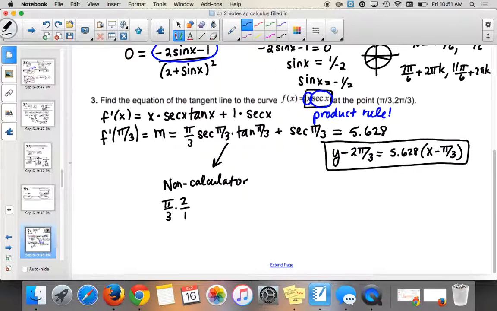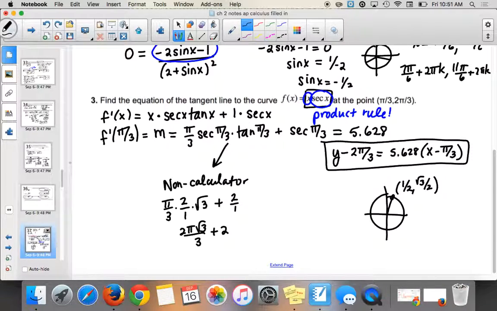But tangent of pi over 3 isn't as nice. So tangent of pi over 3, if we're up at pi over 3, it's 1/2 comma root 3 over 2. So the tangent is going to be what number? Square root of 3, right? Because you're going to do square root of 3 over 2 divided by 1/2, which is square root of 3. And then we have plus secant of pi over 3, which is 2 over 1, or 2. So if we were writing this in a simplified form, it'd be 2 pi root 3 all over 3 plus 2.